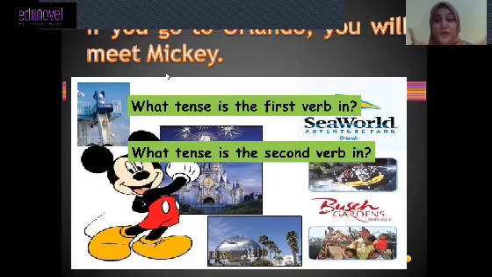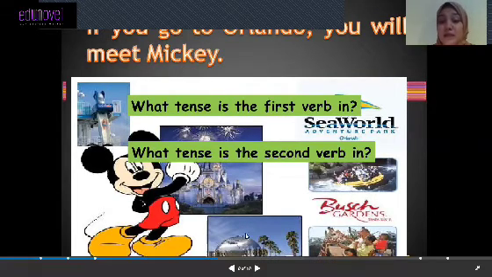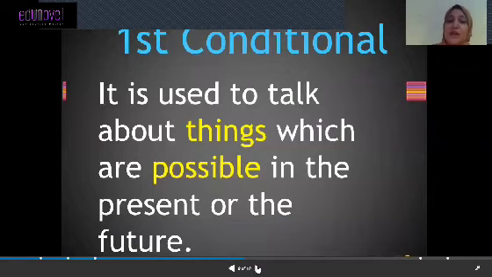Okay, I need you to notice the difference between always in the zero conditional and likely in the first conditional. Okay, so let's see the examples that we have here. The first conditional is used to talk about things which are possible in the present or the future. So we're speaking about situations and the results and consequences that might happen or are likely to happen in the future. So, as we call it, the possibility conditional.